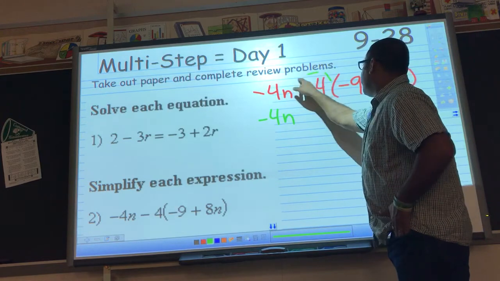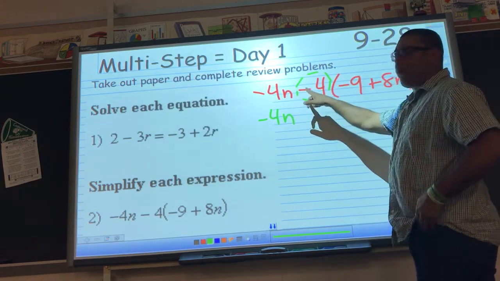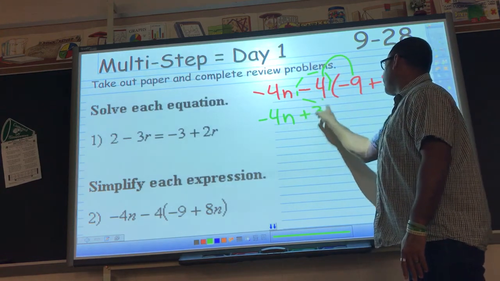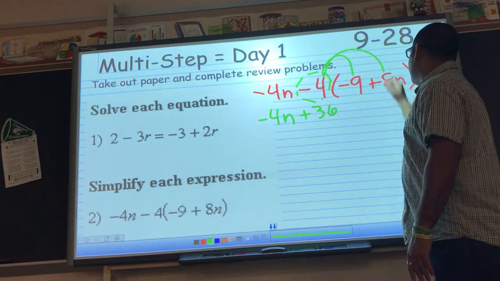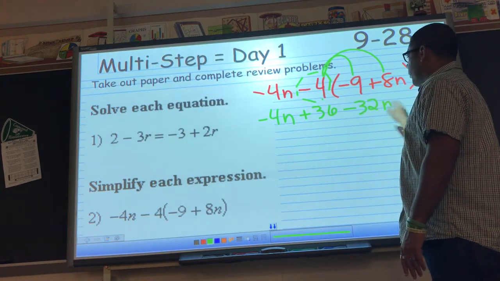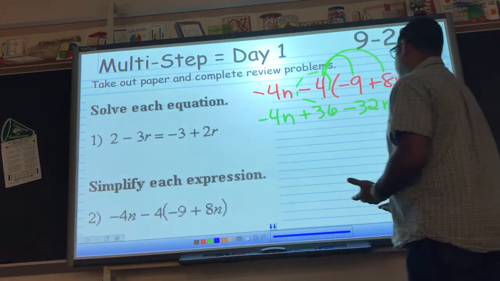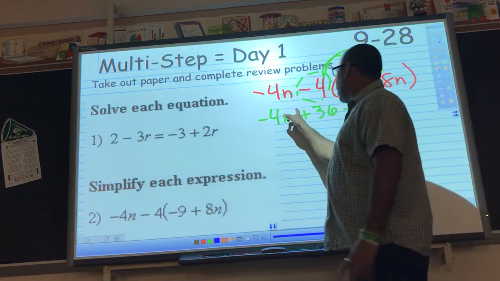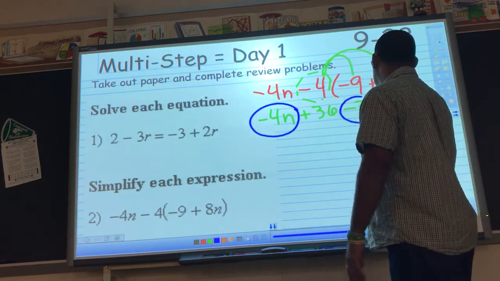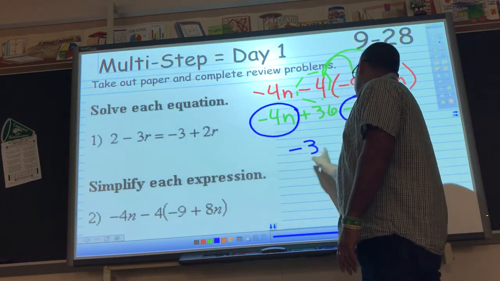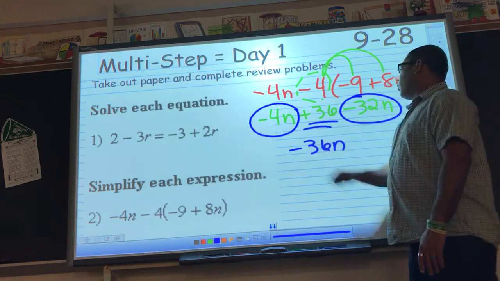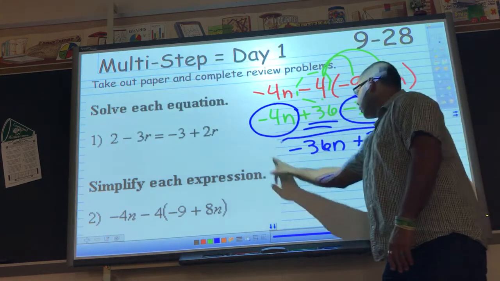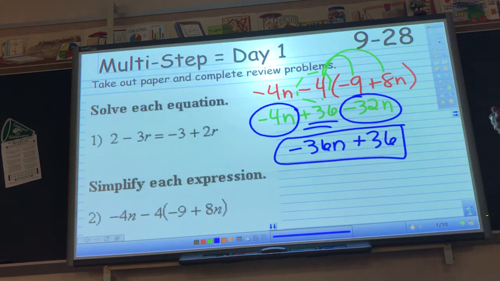And I need to distribute this negative 4. You better recognize this as a negative 4, or that's going to be an issue for you. You got negative 4 times negative 9, it's positive 36. Negative 4 times 8n, that's negative 32n. And now I'm going to collect my like terms together. Okay, I don't need to move anything around, there's no equal sign. So I just need to add my like terms. Negative 4n plus negative 32n is negative 36n. The plus 36, we are going to drop it like it's hot. And we're done. Okay?